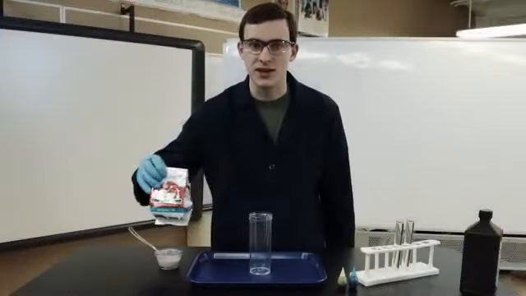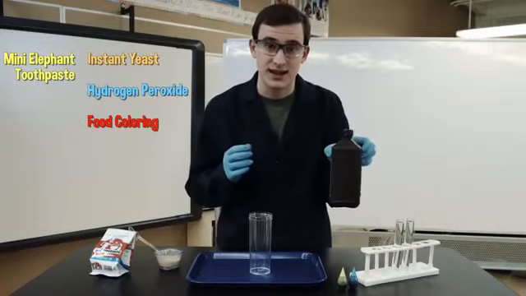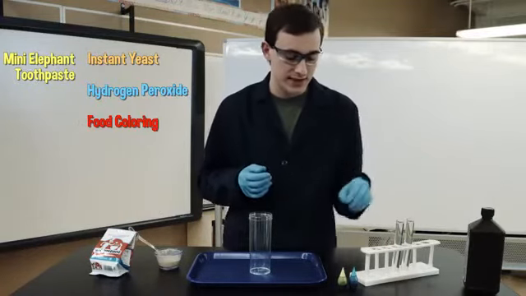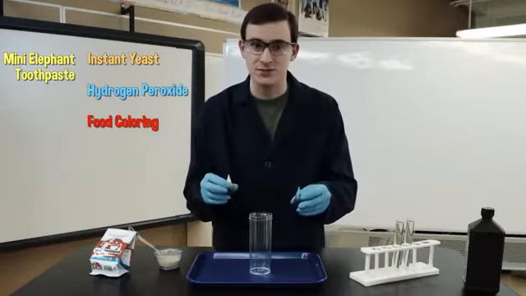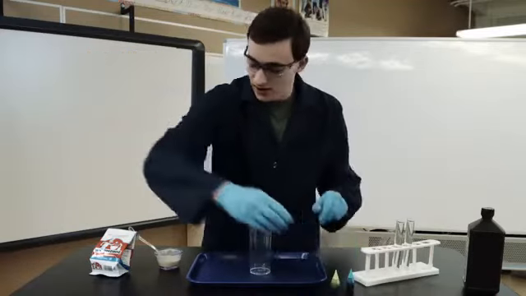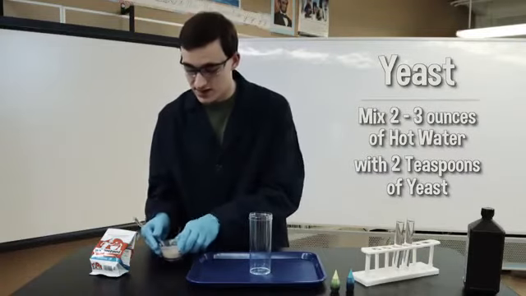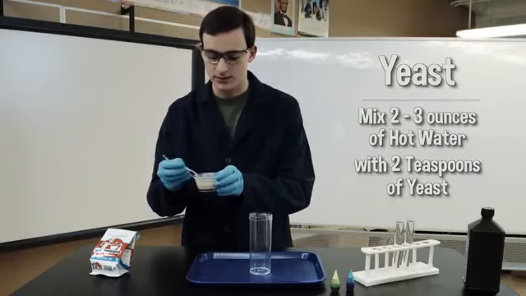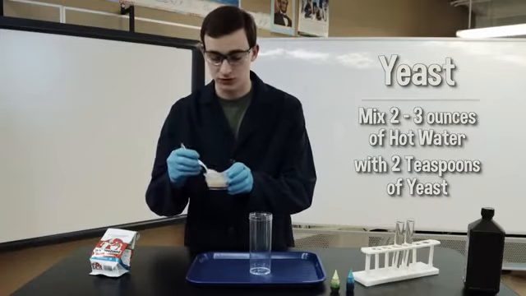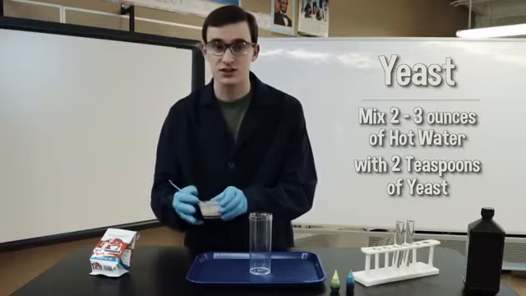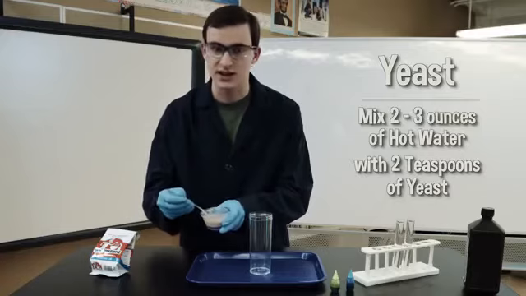So for this experiment, you'll need some instant yeast, some 3% hydrogen peroxide, and food coloring to make your own elephant's toothpaste colors. All right, so to prepare the yeast, I mix some hot water, about 2 or 3 ounces, with 2 spoonfuls of yeast. And I just got some hot water as hot as you can get and mixed it with the yeast until it was a concentrated solution.